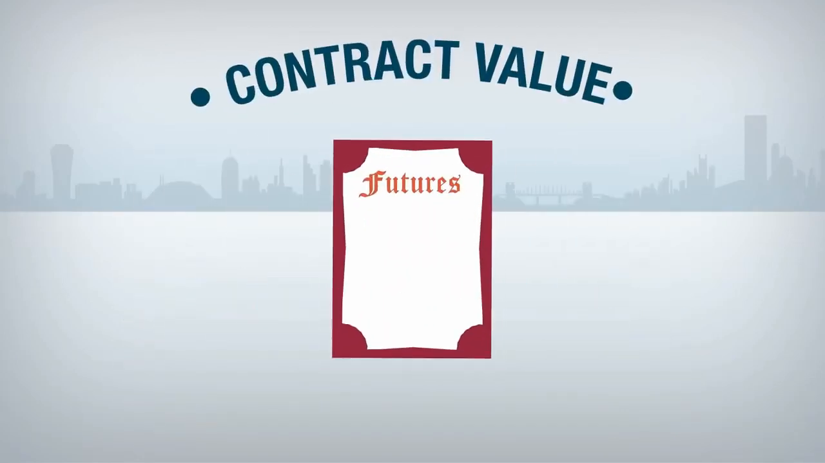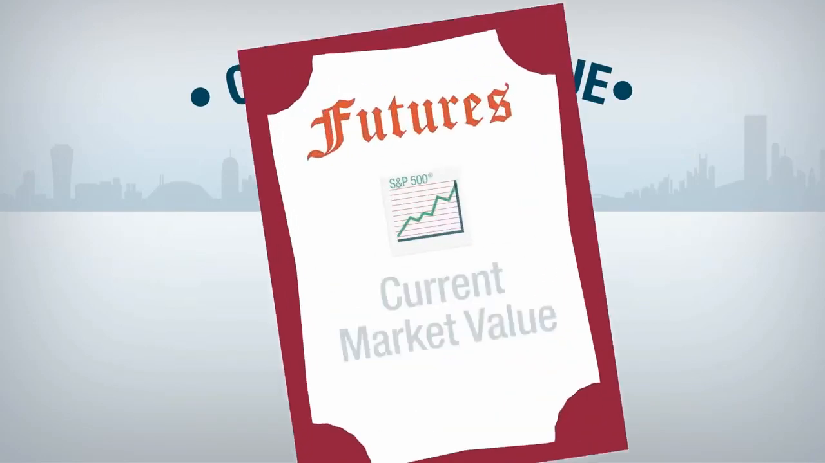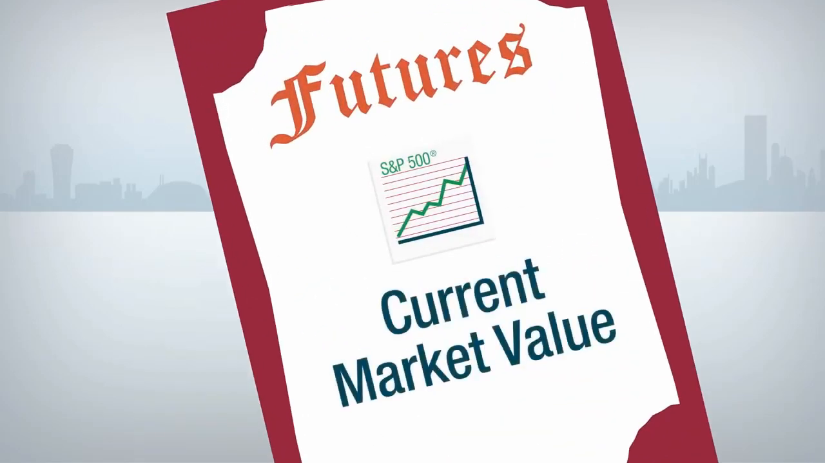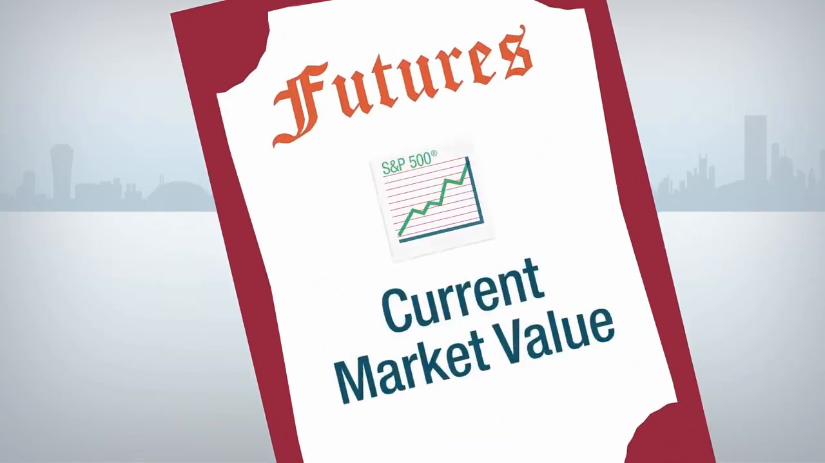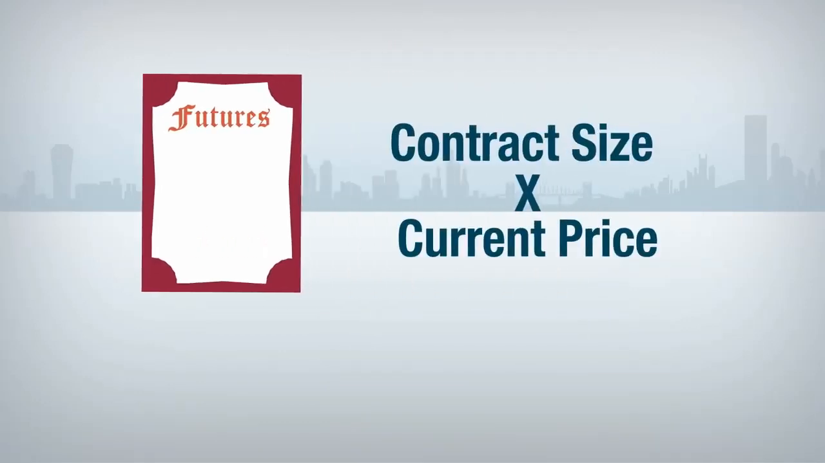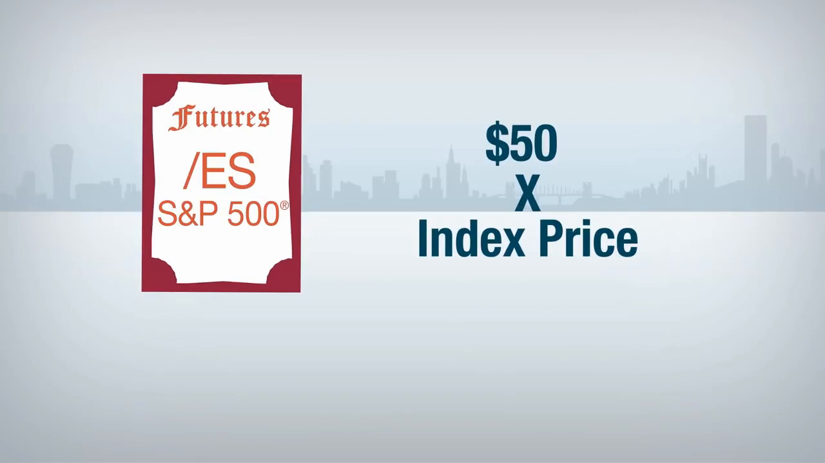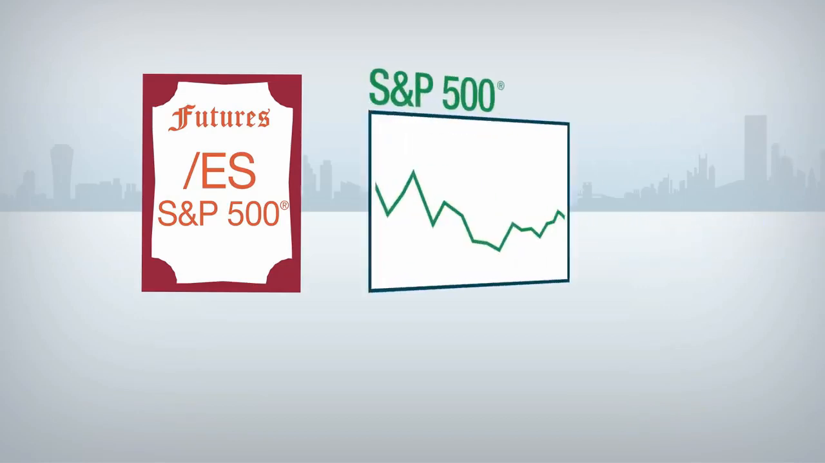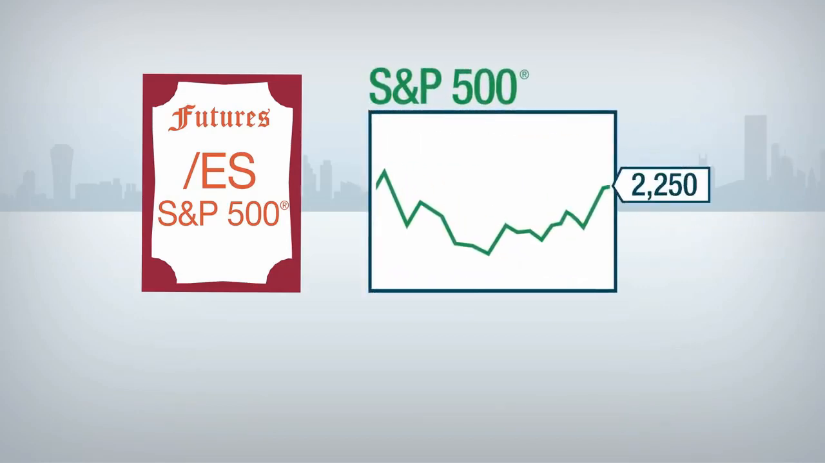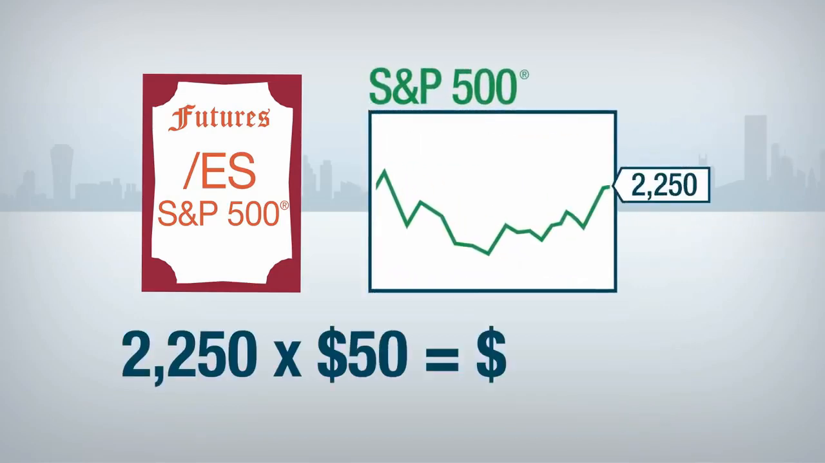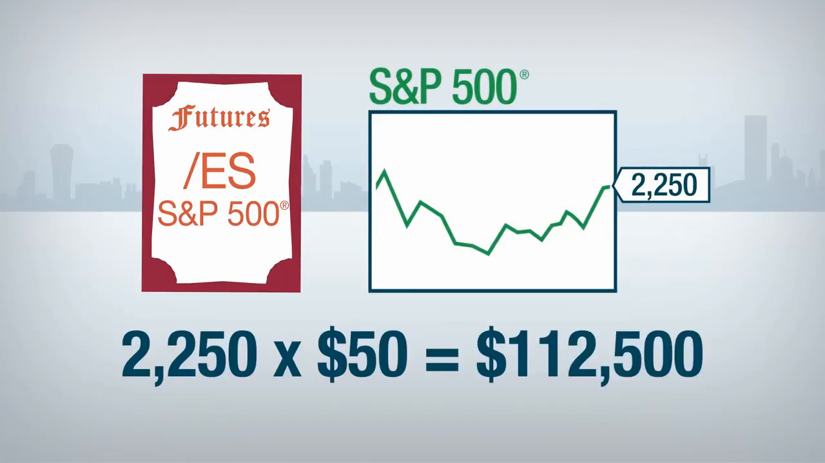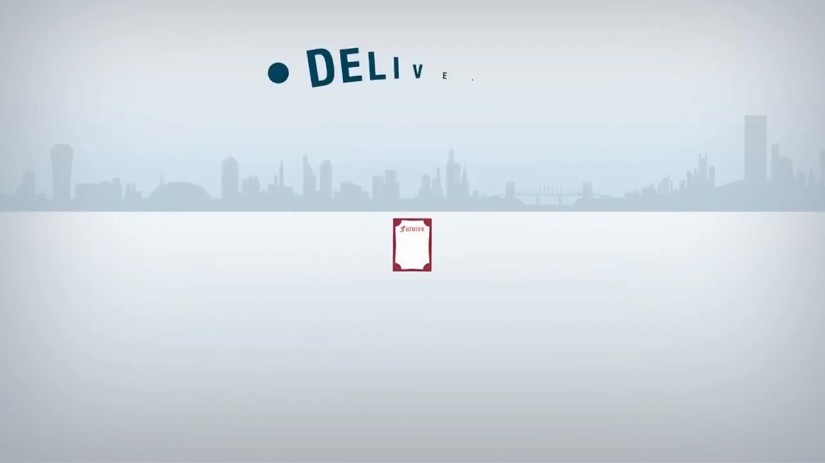Another component is contract value, which is also known as notional value. This is the current market value of the commodity represented in a futures contract. To calculate this, multiply the size of the contract by the current price. As you just learned, the E-mini S&P 500 contract is $50 times the price of the index. If the index is quoted at 2,250, the value of one E-mini contract would be $112,500.